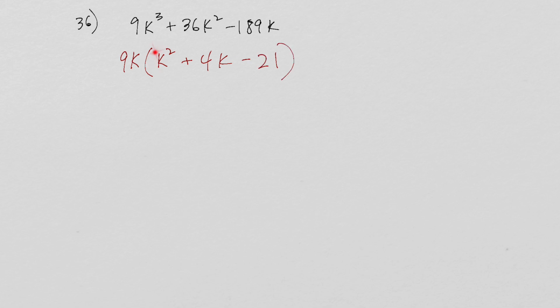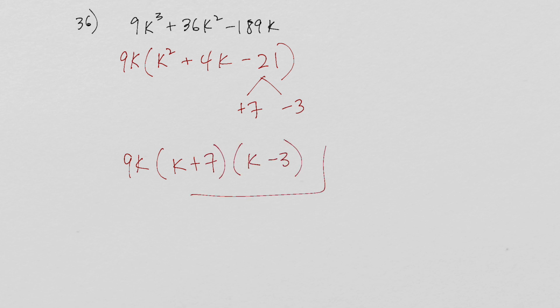There's no leading coefficient here, so I don't need to factor by grouping. I'm looking for factors of negative 21 that give me a sum of 4. So 7 and 3. So positive 7 and negative 3. That multiplies to negative 21 and adds up to positive 4. So my 9k is out here, and I'm going to have k plus 7 and k minus 3. And that's it.